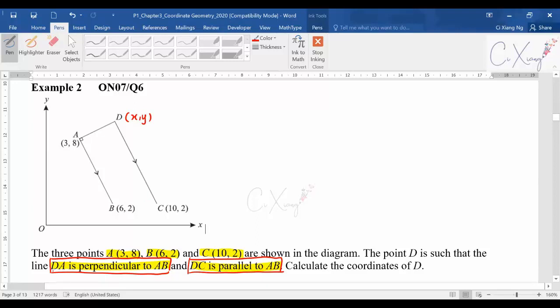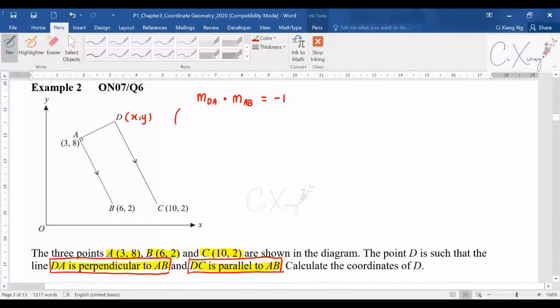Okay, then I will start to focus on the information that they give us. So I'm having DA, which is perpendicular to AB. If DA perpendicular to AB means that your gradient of DA multiplied with the gradient of AB, what's the value that you will get? You will get a negative 1. So I try to apply the information that they give us. Okay, I try to see what formula I can get from here?